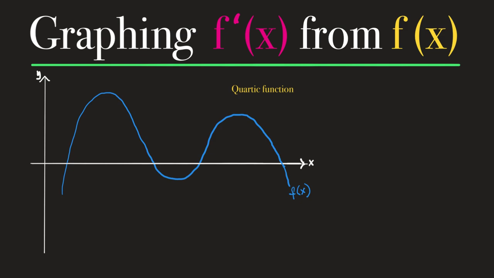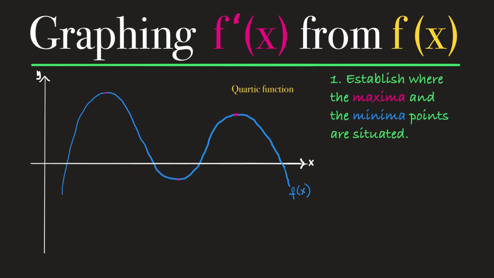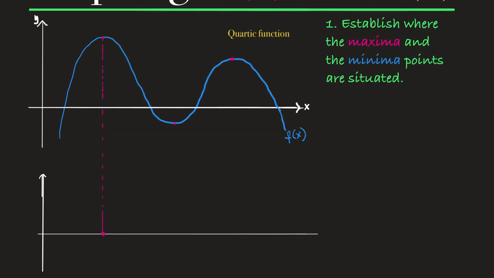This is where you'll find the horizontal tangents: at the maximum point here, at the minimum point here, and at the maximum point there. Then draw a vertical line to the next set of axes, going to show our derivative function. And do this for all the maxima and all the minima values.